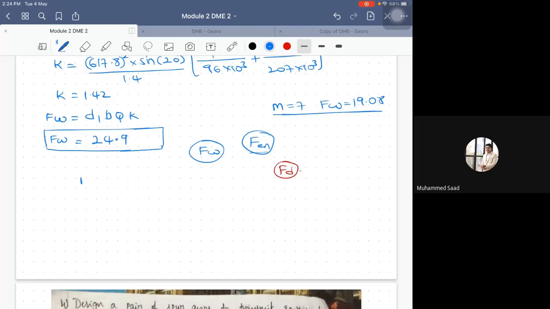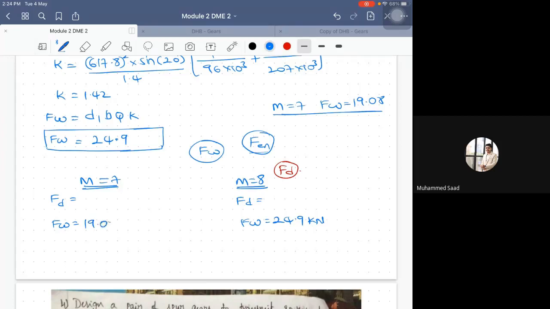Now, give me the value of dynamic load. Now I will get the comparison for module number 7 and module number 8. For module number 7, what is the dynamic load? For module number 8, what is the dynamic load? The wear load for module number 8 is 24.9 kilonewtons. Similarly, the wear load for module number 7, I have got as 19.08 kilonewtons.